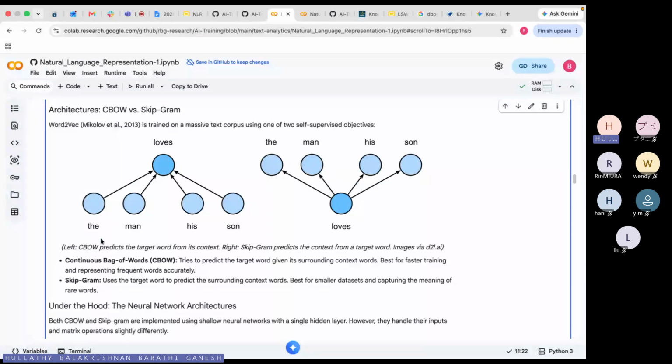CBOW, we have already seen. From the context, we find the target word. For example, the sentence is the man loves his son. Given the words the, man, his, son, we want to find the target word, which is loves. When we learn this process, the intermediate network learns the semantic representation for these words. Just opposite to that, skipgram, given the target word, tries to map it to the context it carries. So both are reverses of each other.